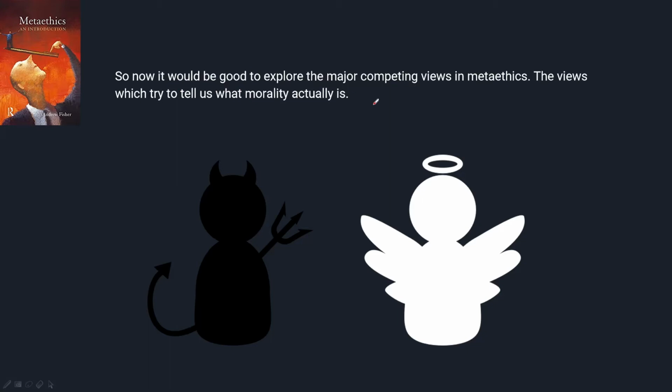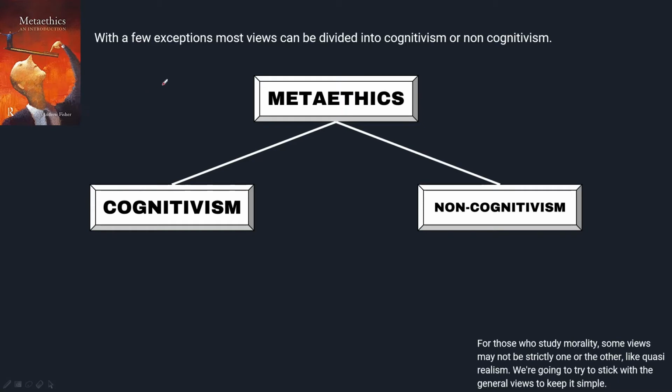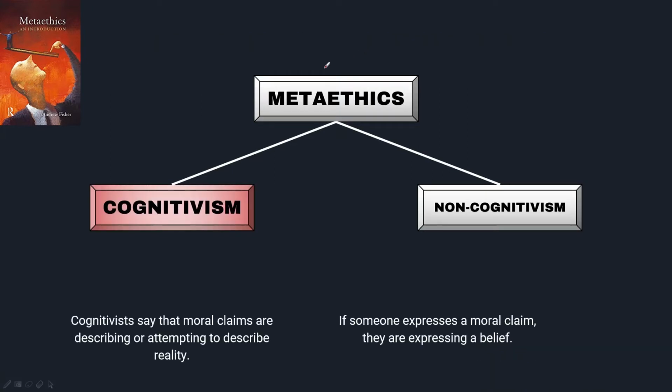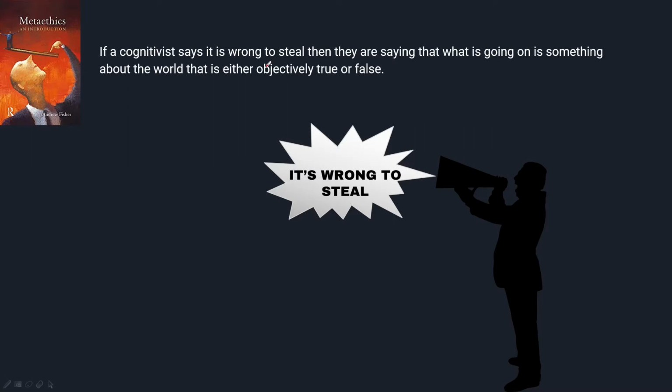So now it would be a good time to explore the major competing views in metaethics. The views which try to tell us what morality actually is. With a few exceptions, most views can be divided into cognitivism or non-cognitivism. Cognitivism. Cognitivists say that moral claims are describing or attempting to describe reality. If someone expresses a moral claim, they are expressing a belief. If a cognitivist says that it's wrong to steal, then they are saying that what is going on is something about the world that is either objectively true or false.